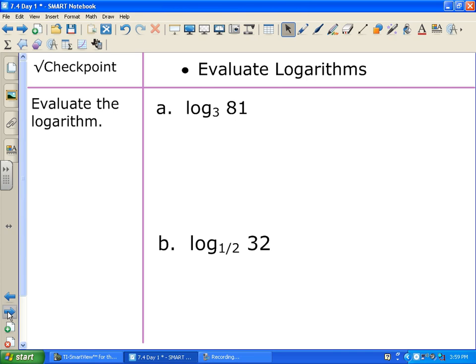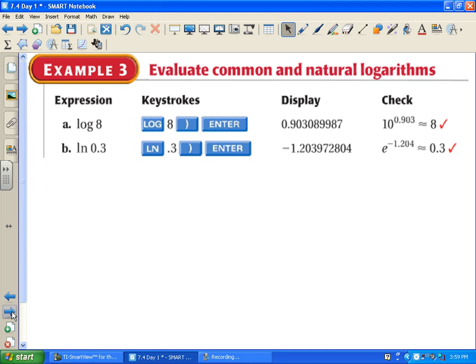Okay, hopefully you're done. We're moving along. Just a couple more problems here. This is the part that you're going to use your calculator on, so I just want to make sure that you can do this. Very easy. Just finding the log of 8 in your calculator and the natural log of 0.3. So we need the log of 8 and the natural log of 0.3.